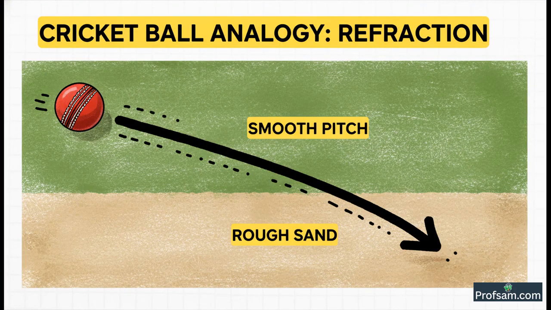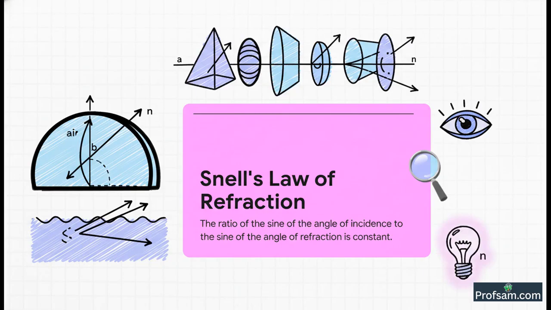Let's go back to our cricket ball. Imagine it's rolling really fast on a smooth green cricket pitch. Now, what happens if it suddenly rolls onto a sandy patch next to the pitch? It will slow down, won't it? And its path will change a little bit. It will sort of swerve. This is exactly what happens to light. Air is like the fast pitch, and water is like the slow sand. When light enters the water, it slows down and it bends. What a perfect way to understand refraction. And just like reflection, refraction also has a very precise law.